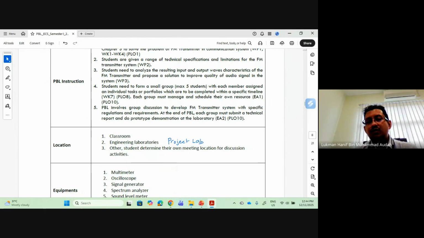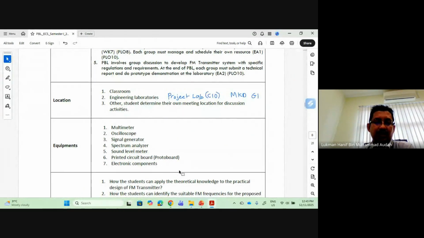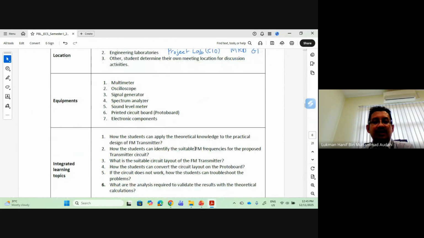Or you can go to the MKD. So this is at C10, block C10. Or you can also go to the MKD, Digital Communication Lab at block G1. Okay. So you might need some equipment like the multimeter, oscilloscope, signal generator, spectrum analyzer, and etc. to analyze the output.